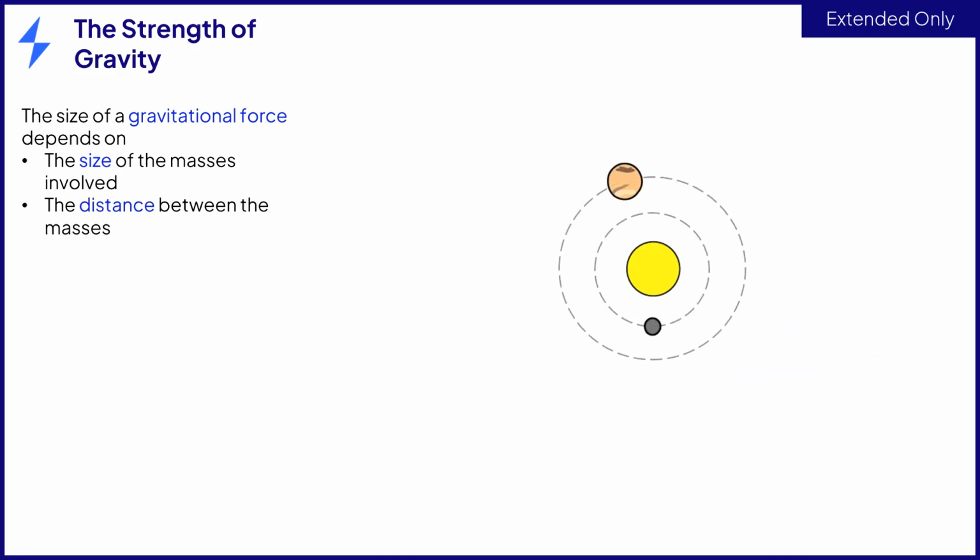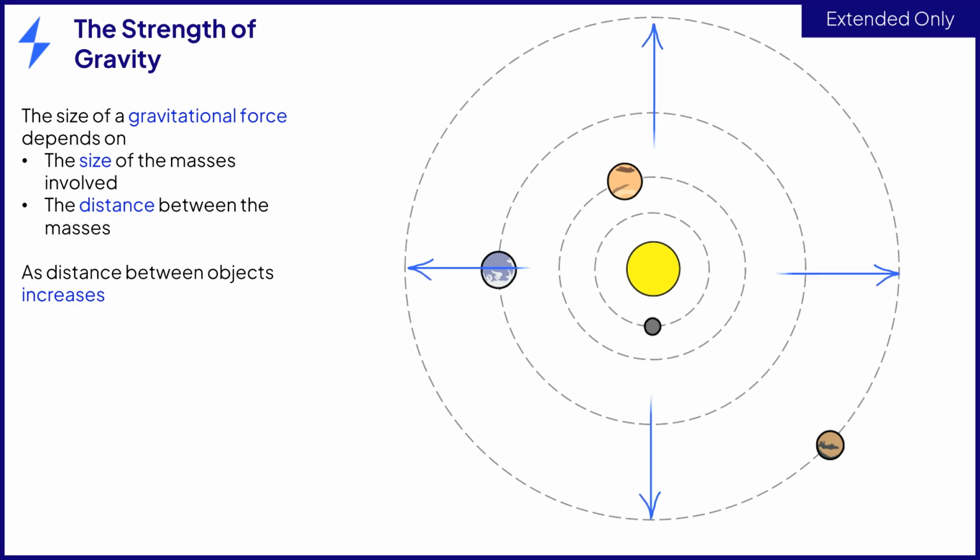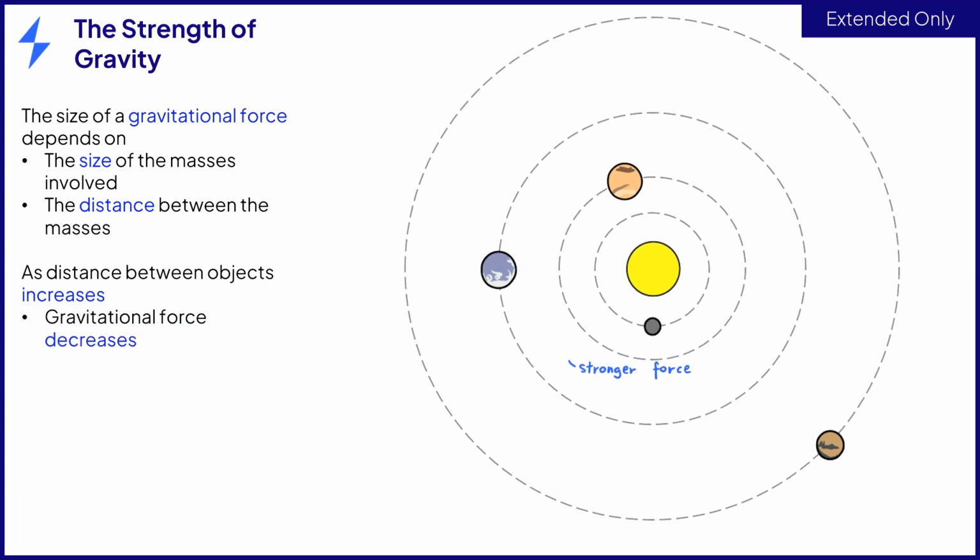The size of the gravitational force also depends on the distance between the masses. As the distance between the objects increases, the smaller the effect of gravity becomes. The planets closest to the Sun experience the strongest gravitational attraction, whereas the outer planets experience the weakest.